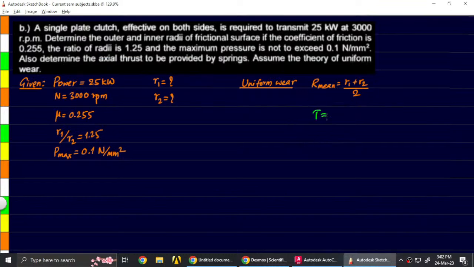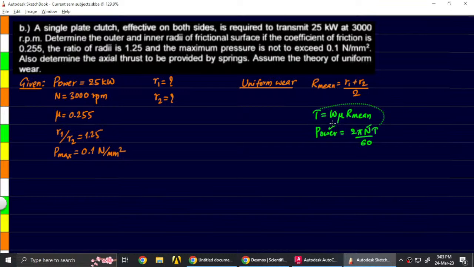So the total torque that we get is W into mu into R mean. Torque can be found from the power relation, that is 2 pi n T by 60. Here the value of n has been given to us and power is given to us, so we'll be able to find the value of torque. We can substitute that over here.